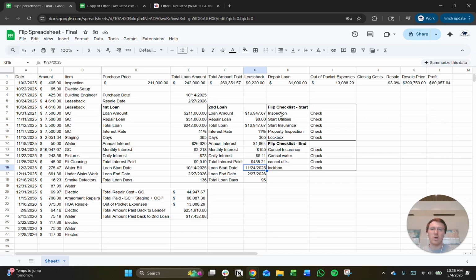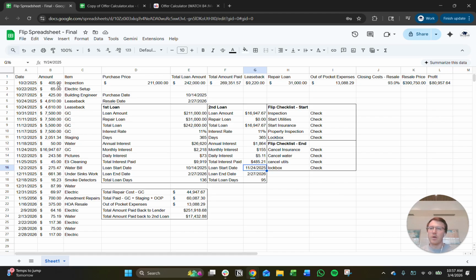So before you even start, I like to have a little checklist here. We always get a house inspected. If it's a house that's just a complete disaster, like a hoarder house where you need to redo everything, we don't even get an inspection done by an actual home inspector, because they're going to look at it and say the whole thing needs to be fixed. So what we'll do is have our contractor go in there and give us bids. Start utilities, start insurance, you need to have that done before closing. Property inspection, that's doubled on there. I think I included that for a building engineer, and then lockbox. And at the end, obviously you cancel all of that stuff. I just have that as a checklist so you don't forget anything.